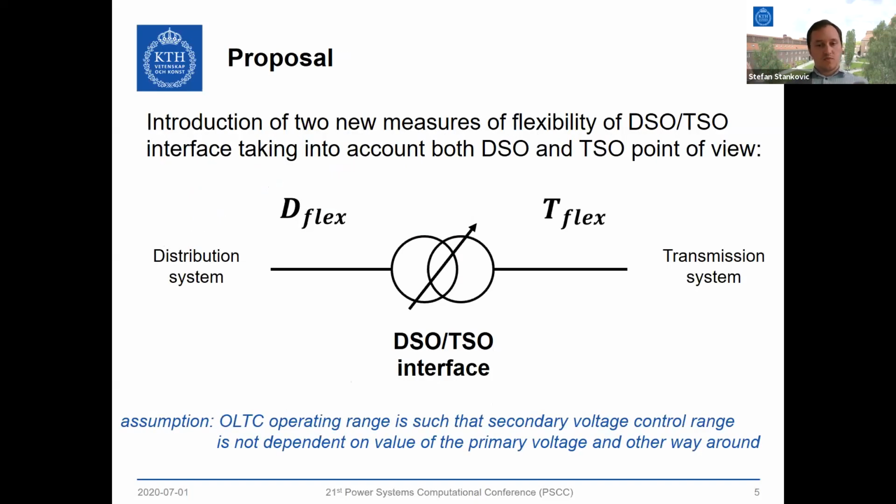In order to more accurately describe this flexibility, we introduced two coefficients, the D-flex and T-flex coefficients, where the D-flex coefficient describes this flexibility from the distribution system point of view, while the T-flex coefficient describes the same flexibility from the transmission system point of view. One important assumption that we make in our work is that the OLTC at the DSO-TSO interface has such an operating range that the secondary voltage and the primary voltage can have any values, meaning that there are no limitations on the OLTC operating range.